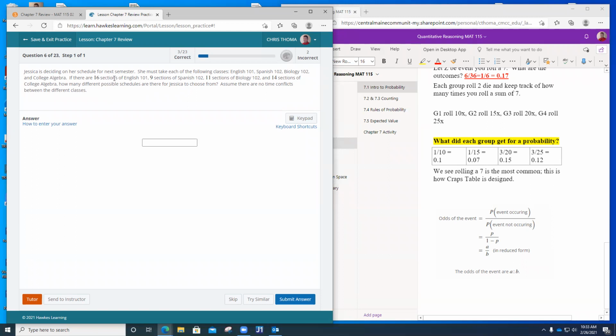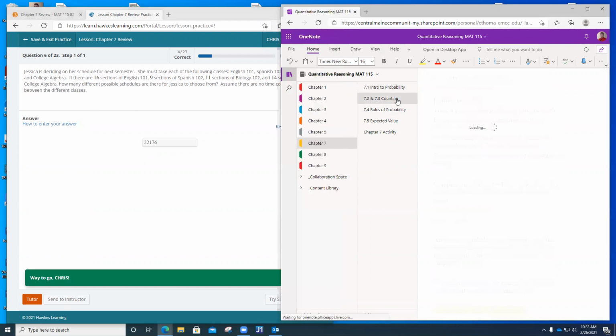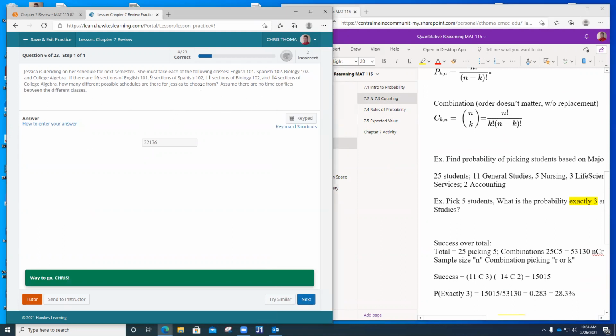Oh, okay, so it's 16 choose 1, 9 choose 1, 11 choose 1, 14 choose 1, which, because they're just choosing 1, is just multiplying all those numbers together. This is a combination problem. So 22176. We are doing combinations because order doesn't matter, what order they take it in, and you're not going to take more than one of the same class. So it's just, of each one of these, choose one as a combination problem.